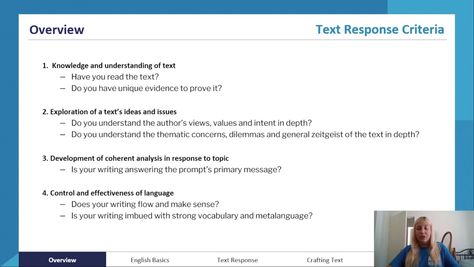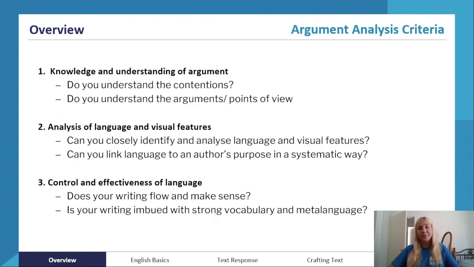So, essay structure is crucial. Writing flow, sentence structure, clarity are crucial in this subject in order to do well. And if you struggle with that, make sure to do tons of practice writing throughout the year to help.